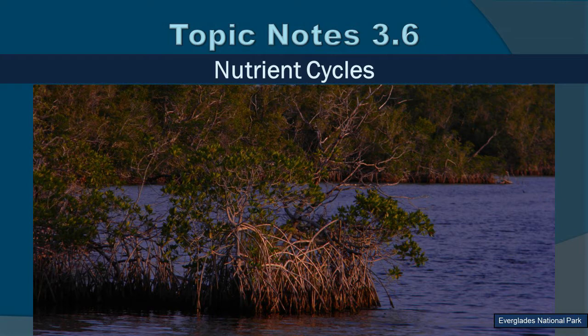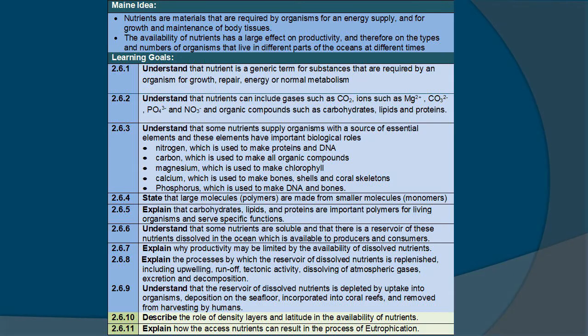How do they get there? How do they cycle? That is what this is all about. So let's get started. Of course, let's start off with our main ideas. Nutrients are minerals that are required by organisms for energy supply and for growth and maintenance of body tissues. The availability of nutrients has a large effect on productivity and therefore on the types and numbers of organisms that live in different parts of the ocean at different times.